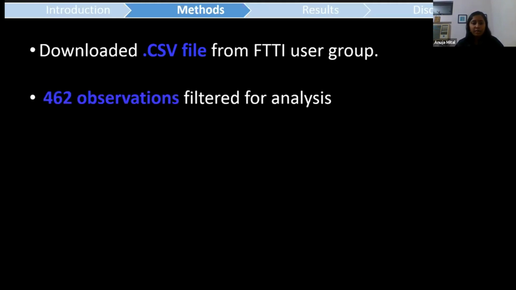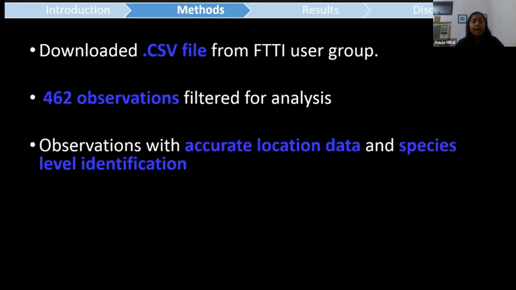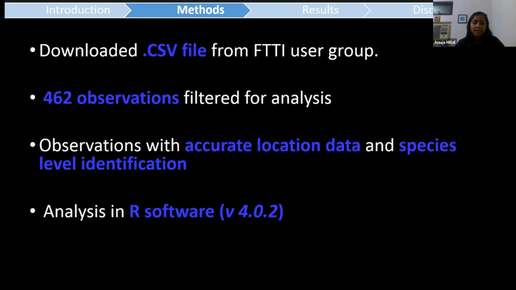So what I'm going to be showing today is just exploratory analysis to give you a glimpse of what we can do and how we can utilize citizen science data from IBP. The methods were really simple. Finding the time was a bit difficult. IBP allows anyone to download a CSV file of any observation record they want. And so in mid-July, I filtered 462 observations from 471 for this talk specifically. I selected only those with accurate location data and that were identified to species level. And I analyzed this in R and did the mapping in QGIS.